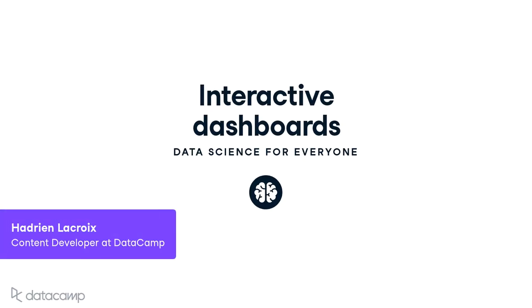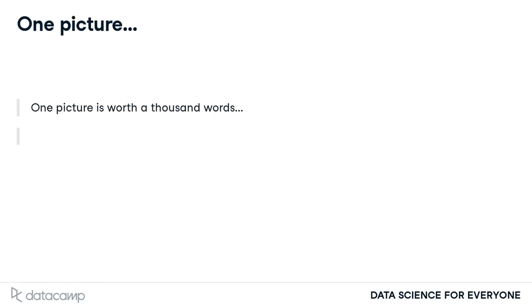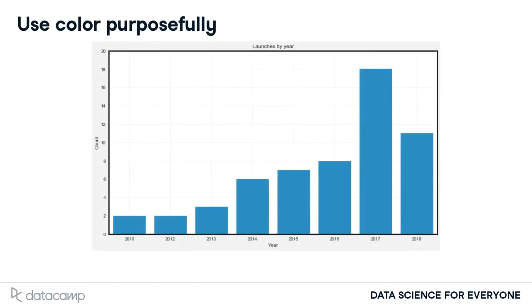We finished the last lesson looking at some graphs, so let's talk a little more about visualization. One picture is worth 1,000 words, they say. Based on what we saw in the previous lesson, we would tend to agree. However, there are a few things to pay attention to ensure your chart is easily understandable and straight to the point. For example, you should use color purposefully.